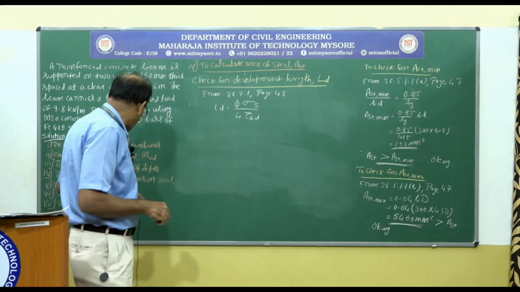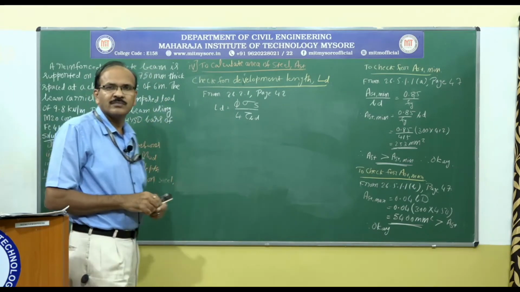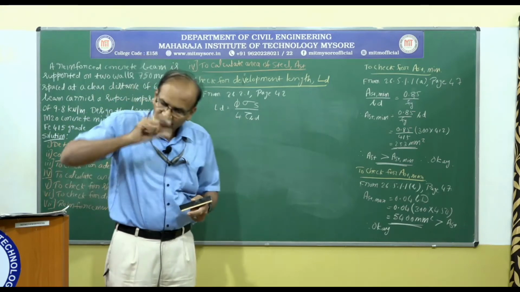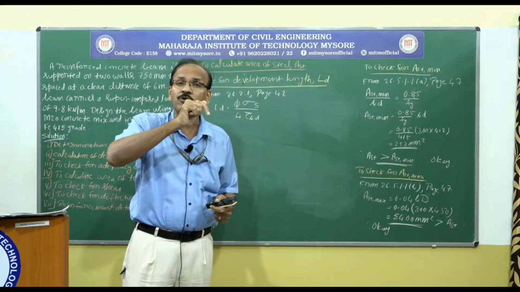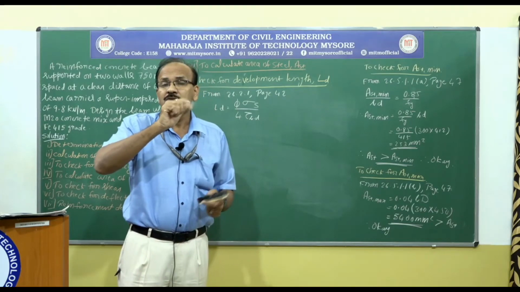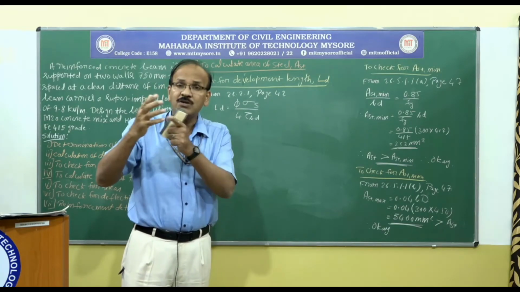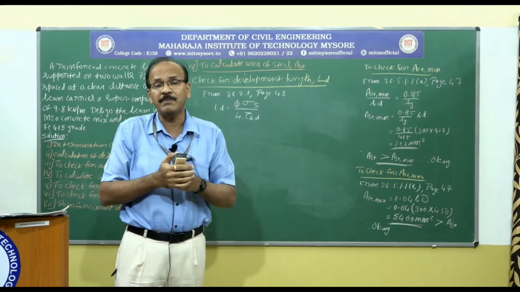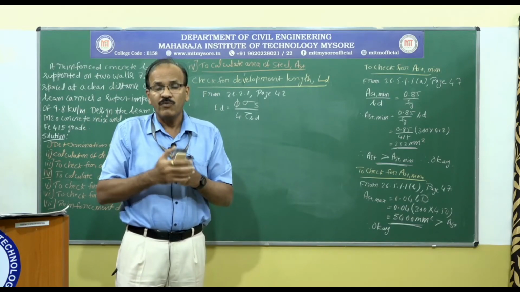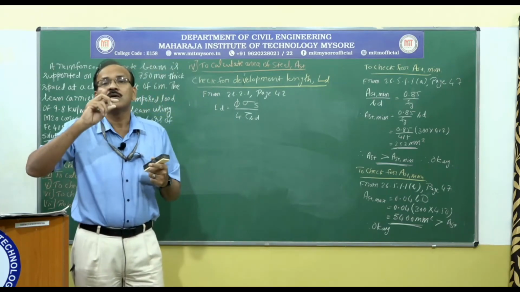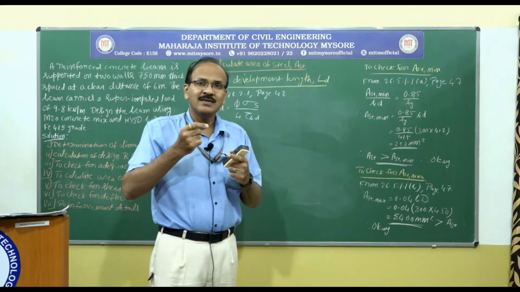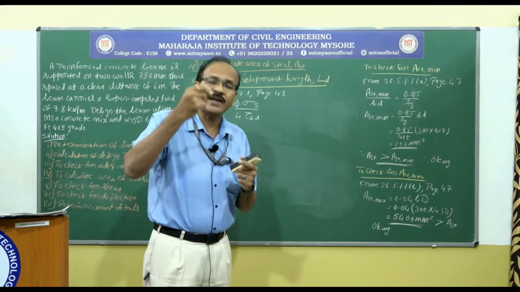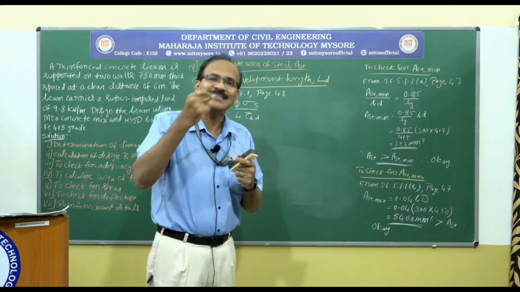When you are using HYSD bar, the surface is rough. In case of mild steel bar, the surface is smooth. So it will have a design bond strength of 1.2 Newton per millimeter square. When it comes to HYSD bar, the surface will be rough. So as a result, the design bond strength will increase. We can increase that value by 60%.